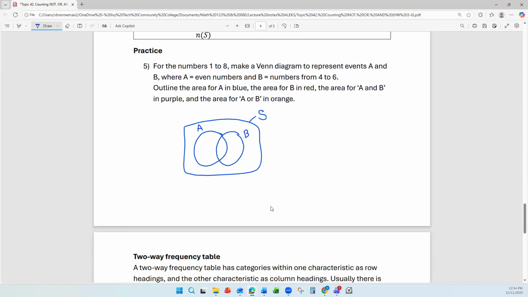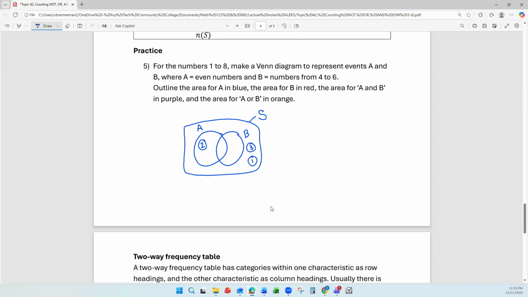So marble number 1 is not an even number. It's not a number from 4 to 6. It's hanging out here outside of both of those sets. Number 2, it's not from 4 to 6, but it's an even number, so it's going to go in the part of A outside of B. 3, not an even number, not from 4 to 6.